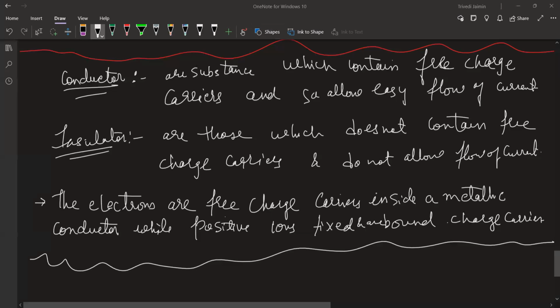Sir, can you once explain what is meant by fixed and bound charge carriers? Yes. Fixed means wherever they are, they will be in a fixed position. They are not moving. Charge carrier just means a carrier, like positive ions or negative ions. Negative ions we have given the name electrons. So electrons are freely moving charge carriers, and positive ions are fixed type.